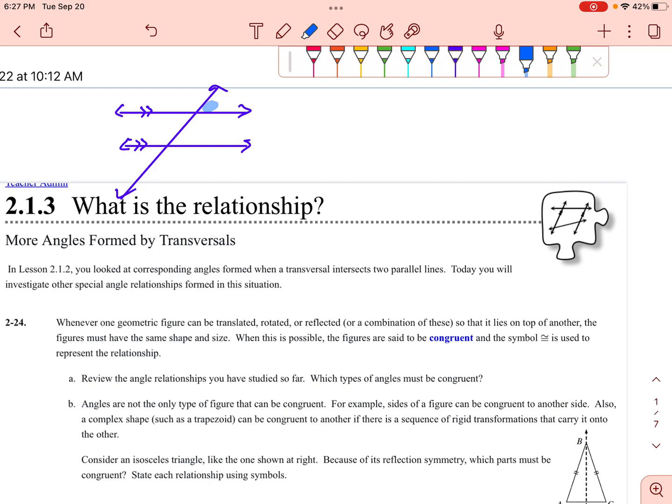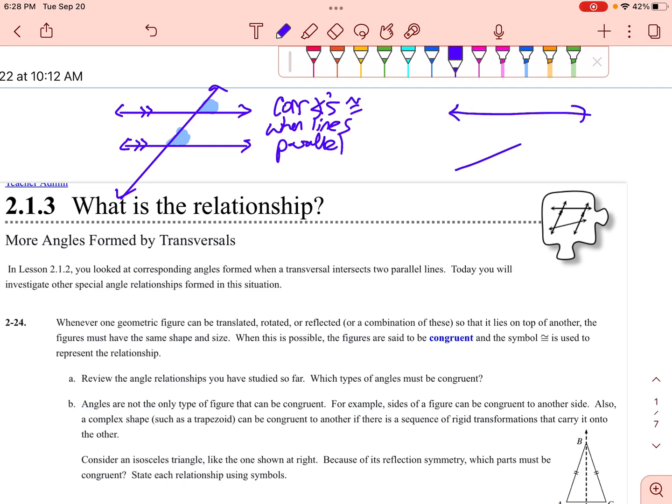Corresponding angles are angles that are in the same location but at a different intersection. So these angles right here are equal to each other. So corresponding angles are congruent when the lines are parallel. Okay, that was our main objective from yesterday.